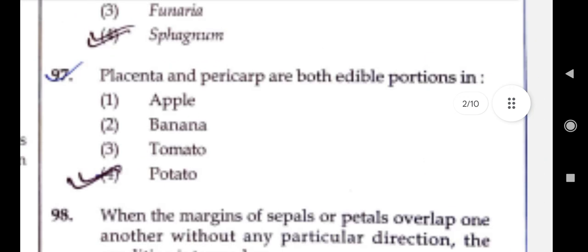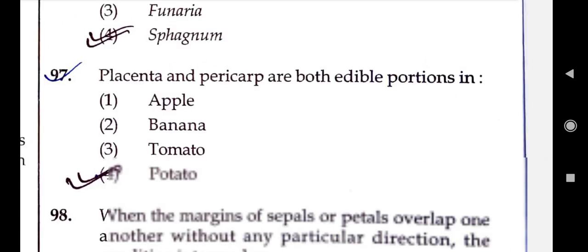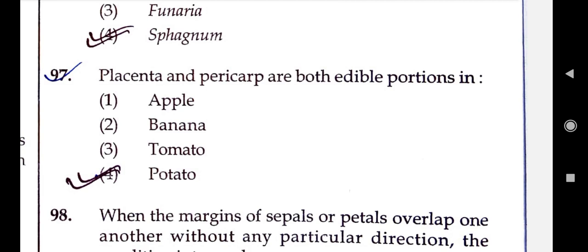Question number 97. Placenta and pericarp are both edible portions in which? Students, option 1 is apple, option 2 banana, option 3 tomato, option 4 potato. Option 3, tomato, is the correct option and the others are wrong options.